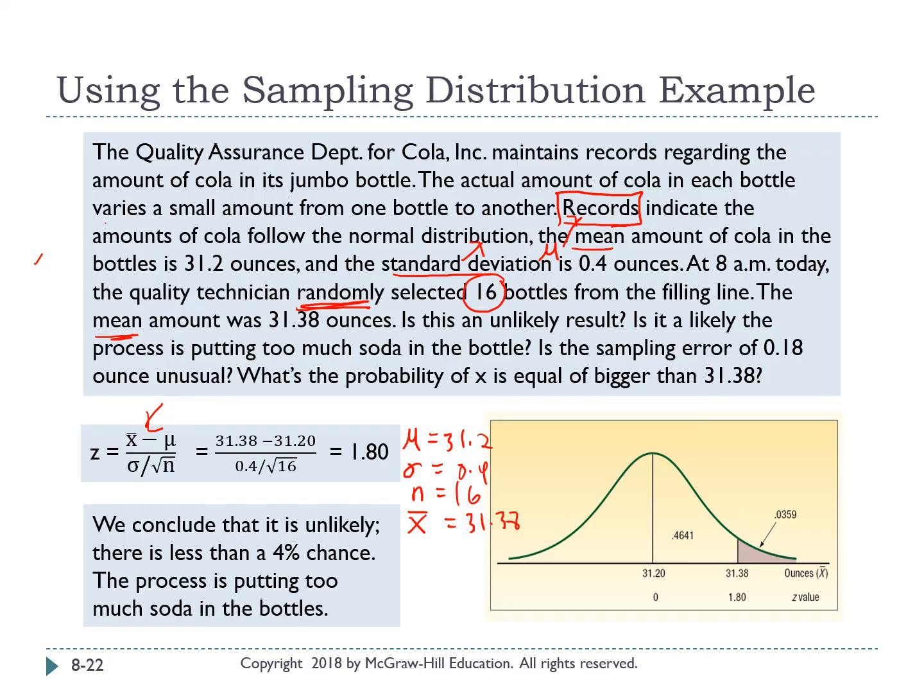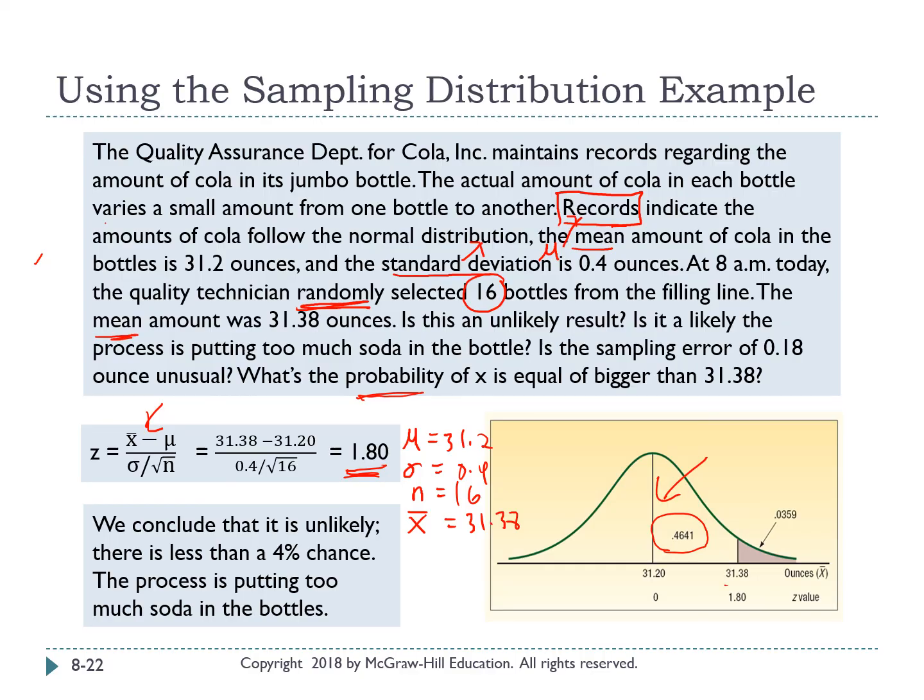Just plug all this information into the formula, so you should get the value of your z equal to 1.80. Okay, is this the final result? To find the probability? No, you know that you have to convert it using the z table, right? So when you look at the z table and the value of 1.8, it will give you the answer of 0.4641. Okay, but this is not our concern, because the question asks you, what is the probability of x being equal to or bigger than 31.38?